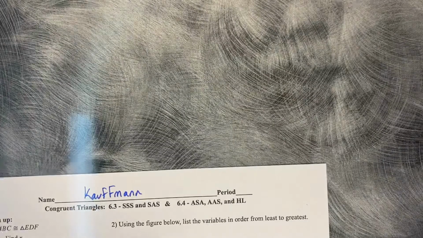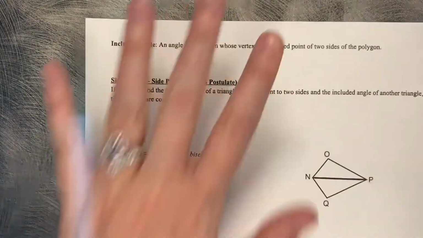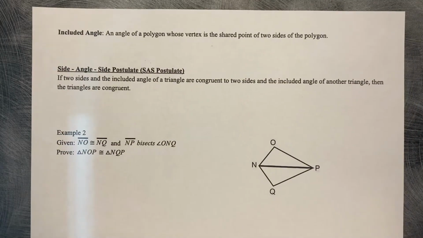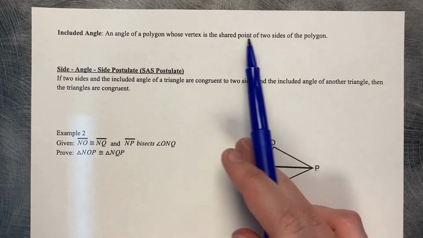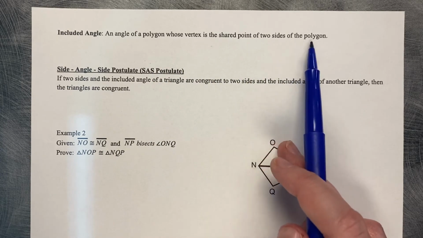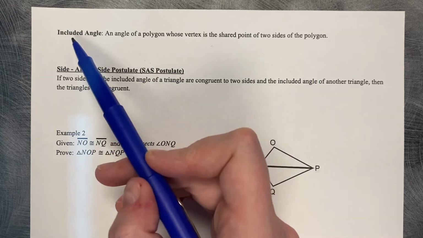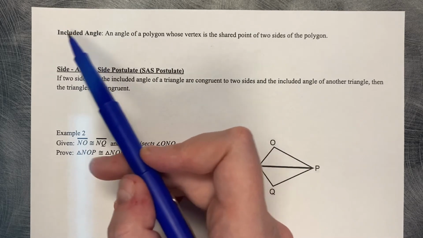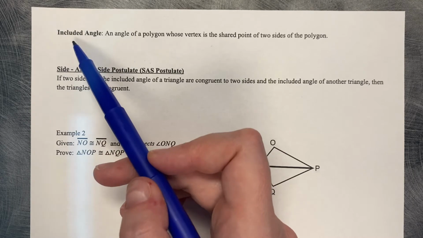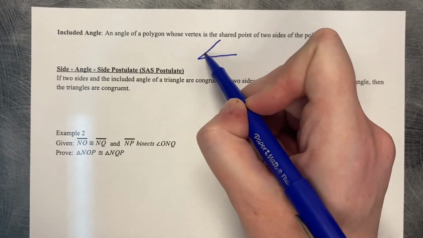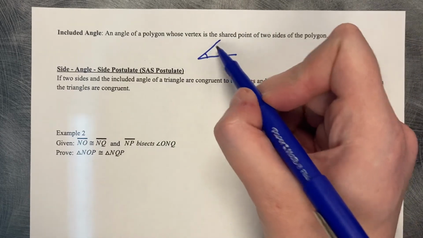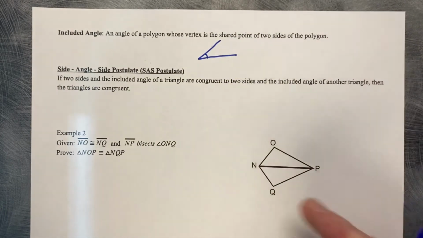All right, let's learn several more triangle congruence patterns. The first thing we need to know is what's an included angle. An included angle is an angle of a polygon whose vertex is the shared point of 2 sides of the polygon. So what you should think about is that this is between the 2 sides. An included angle is between 2 sides. So if I had a picture, that would be my included angle between those 2 sides.